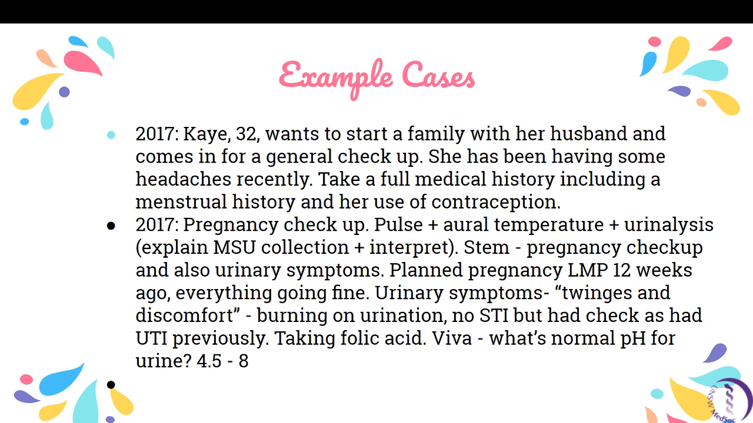Okay. Another station they had in 2017 was a pregnancy checkup. So like you see here, when you have an OBGYN station, the corresponding examination would be something like pulse, temperature, urinalysis, and in this case, you'd have to explain the midstream urine collection and interpretation as well. Okay. And this one here, it's quite a normal pregnancy, that sort of thing there, and the viva was just about the normal pH for urine.